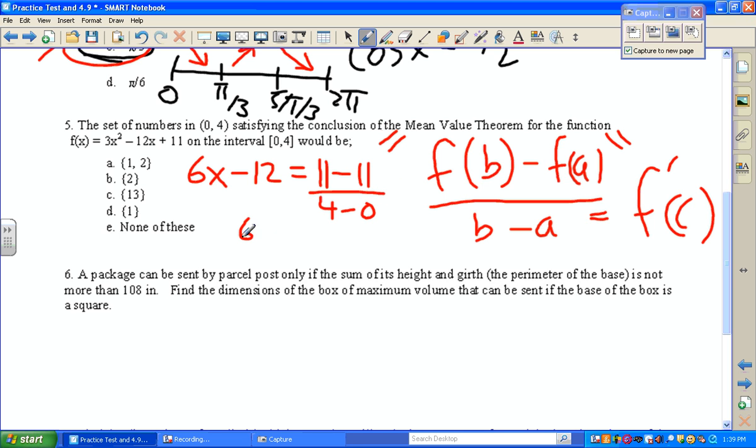So where does 6x minus 12 equal 0 at? Yeah, when x equals 2. I like that. Sure.